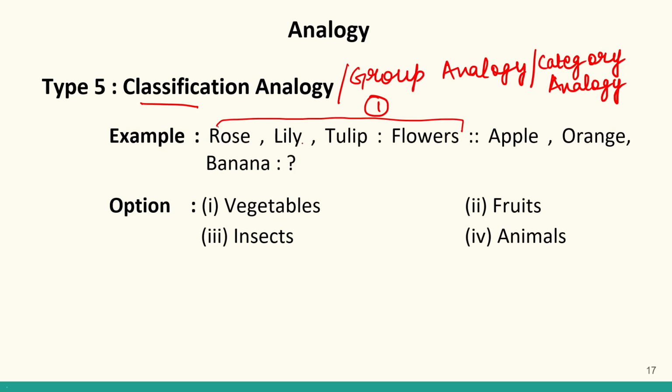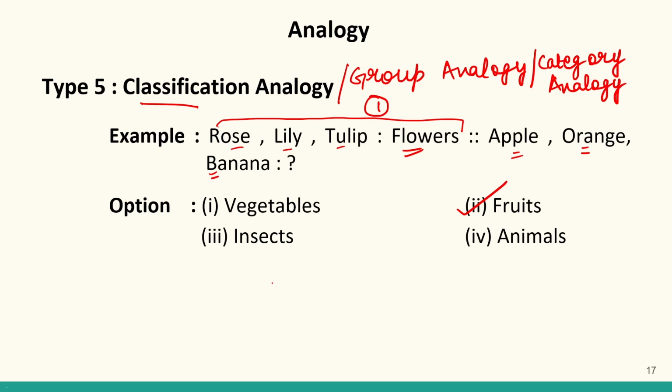Over here, rose, lily, tulips. These are all types of flowers. That is one classification. We have classified rose, lily, tulip into one group, one category, and that is flowers. Similarly, on the second side, we are given apple, orange, and banana. We have to classify these three words into one group and one category out of the given options. Very clearly we can see that apple, orange, banana are all types of fruits. So this will be the answer.